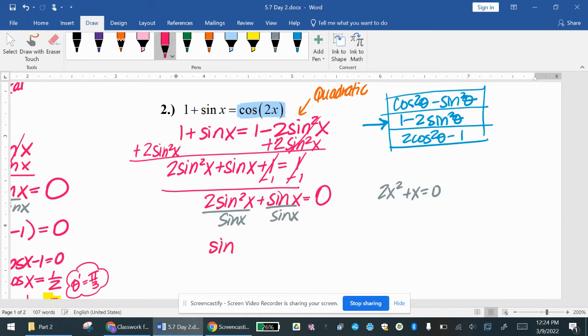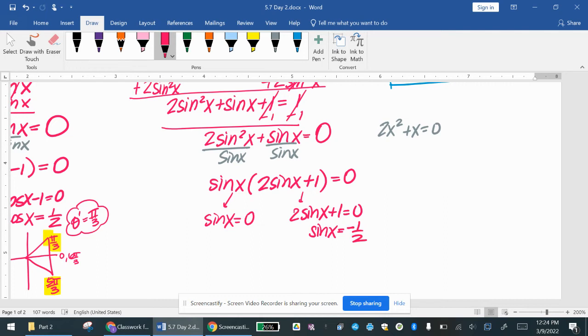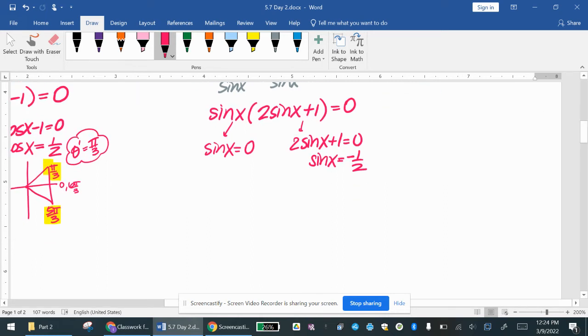That gives me sine of x outside of the parentheses and 2 sine of x plus 1 inside the parentheses. So now I'm ready to set each factor equal to 0. And if I solve for sine of x on this one on the right, I get negative a half. So again, I'm being asked, where is sine, sine of what angles, 0? That brings us back to 0 and pi, right? So this is 0 pi and 1 pi.